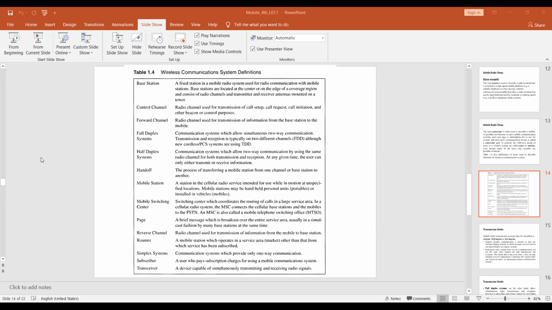Of course, we have different kinds of channels. We have traffic channels and control channels. We have forward channels and reverse channels. All of these are different kinds of channels used in the cellular communication system.